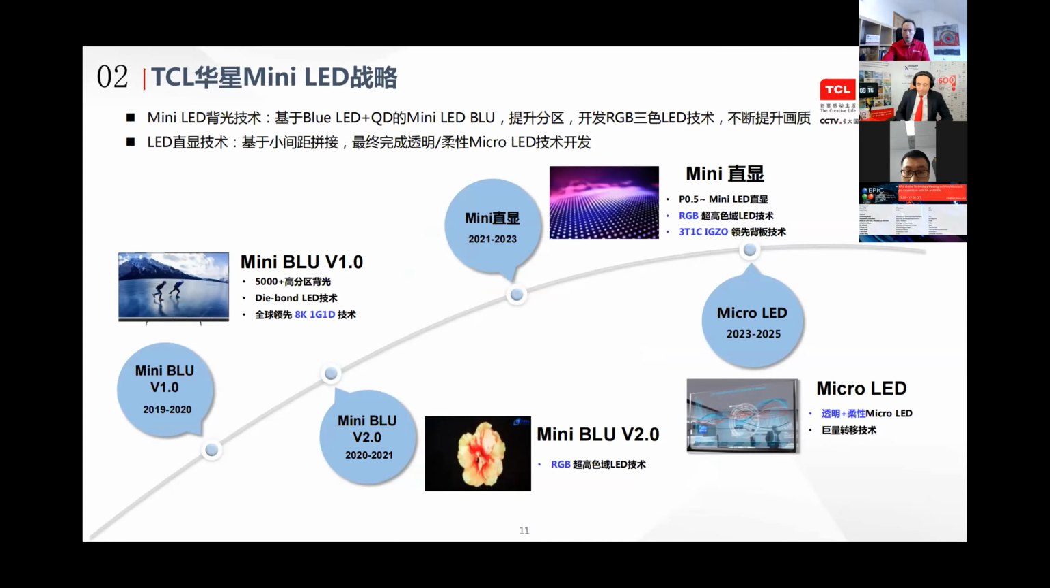We would do the small pitch direct display, and then we will try to make a breakthrough with transparent glass and flexible PI. We will promote the transparent and flexible LED, micro LED. That is the future trend.